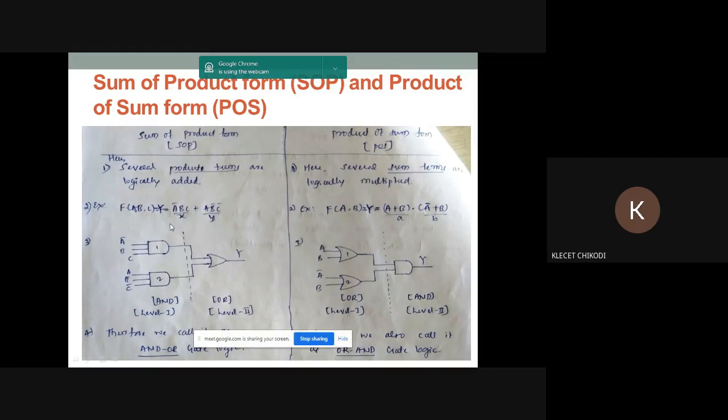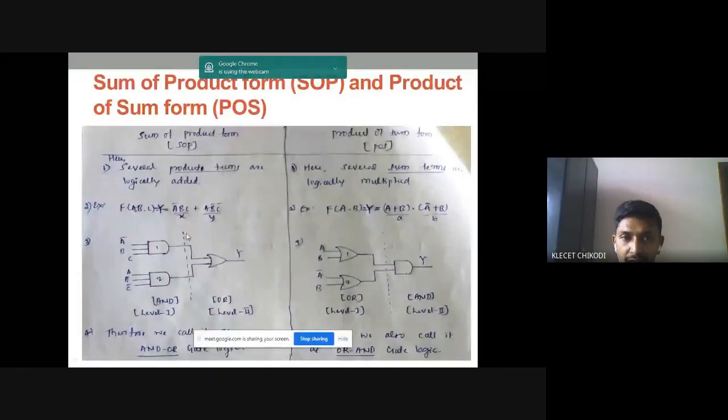You can see that to represent this product term X, we need a 3-input AND gate. Again, to represent this second term, that is Y, we need one more AND gate. So that's why in the first level we get only AND gates. In the second level we need to sum those product terms, and for that we need an OR gate. So that's why we call this SOP an AND-OR logic function.